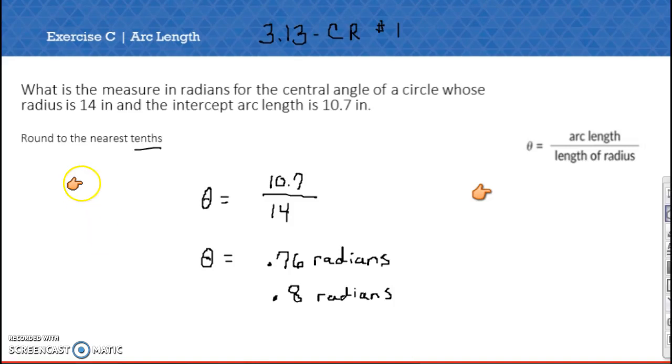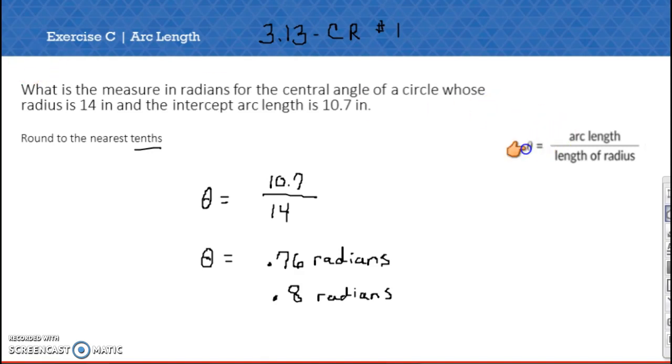All right, this is some help with 3.13. Remember, that's a constructed response. You do need to show all your work. So this one says, what is the measure in radians for the central angle of a circle whose radius is 14 inches and the intercept arc length is 10.7?